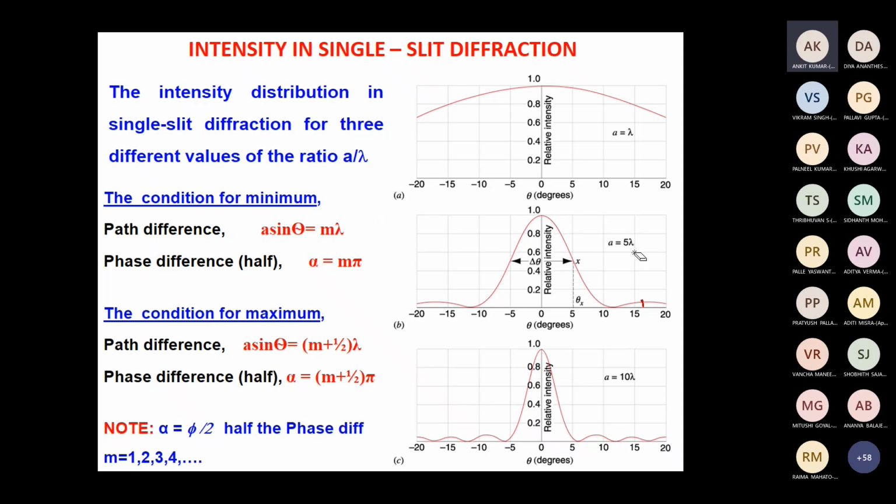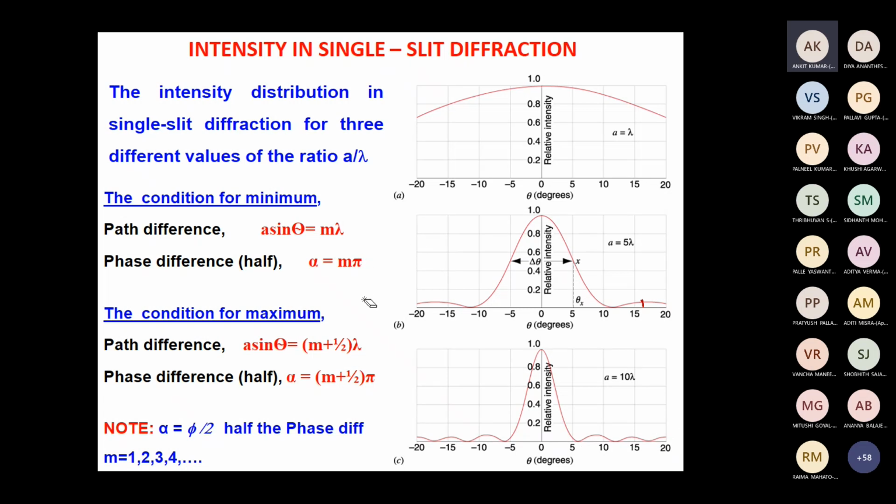The moment I choose a equal to 5 lambda, you will see here the central maxima, and the first maxima is forming somewhere between 15 to 20 degrees. The moment I increase it more, you will see the secondary maxima which are formed over here. This is the central maxima, this is the first maxima, these are the secondary maxima. You can see their intensities keep decreasing as you move away from the center.